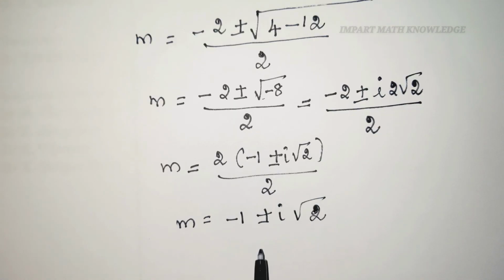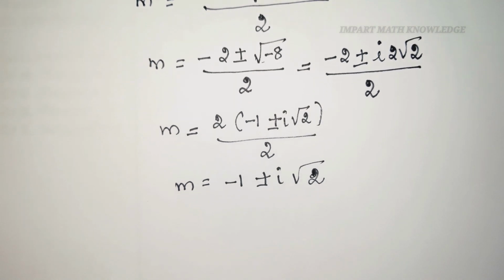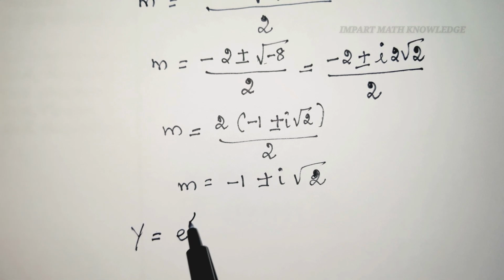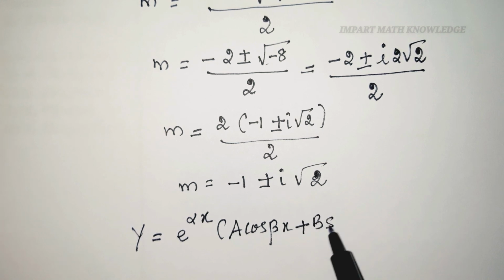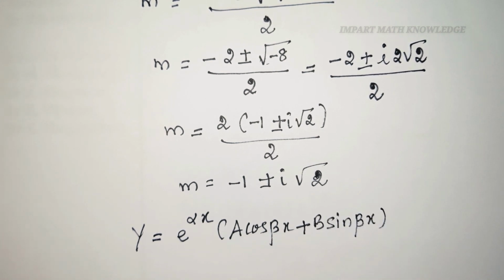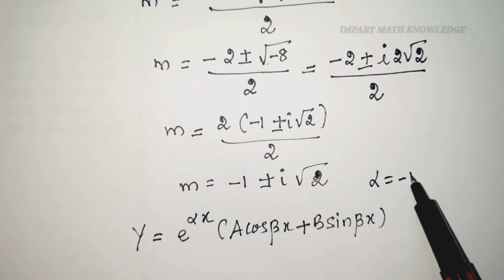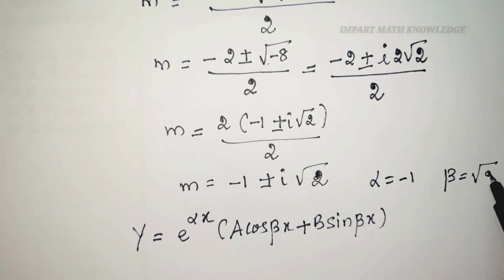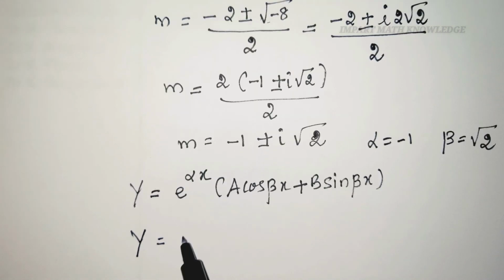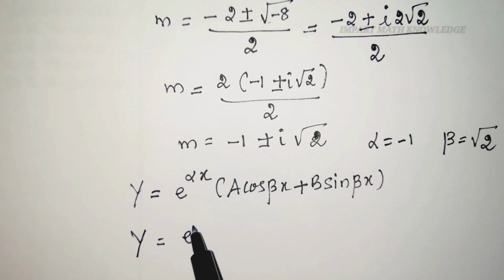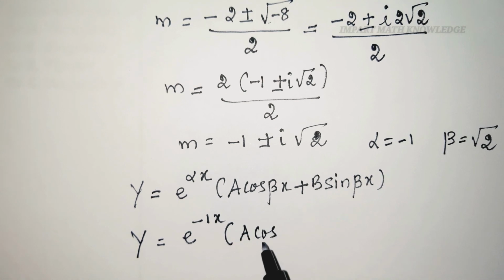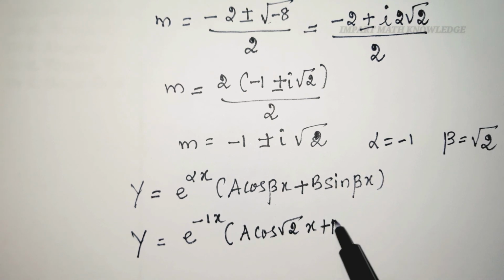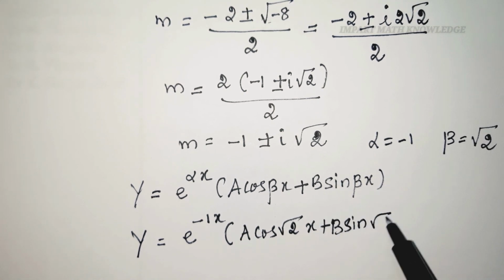Here the roots are imaginary. So the complementary function is y equals e^(αx) (a cos βx plus b sin βx). Here alpha value is minus 1, beta value is root 2. So y equals e^(-1x) (a cos root 2 x plus b sin root 2 x).